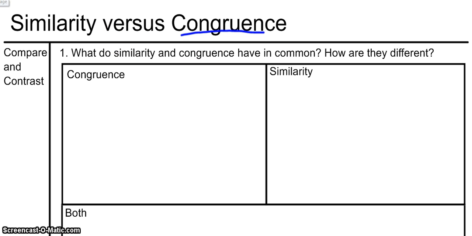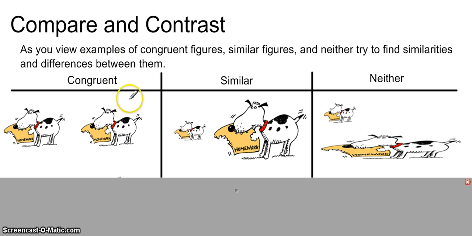What I've got is some figures here. Some congruent figures off to the left, some similar figures in the middle, and some figures that are neither similar or congruent to the far right here. Let's see if we can generate some conclusions. What do you notice about the congruent figures? Well, the congruent figures are the same exact size. On the other hand, the similar figures are not the same size. But the neither figures aren't the same size, and they're different shapes.